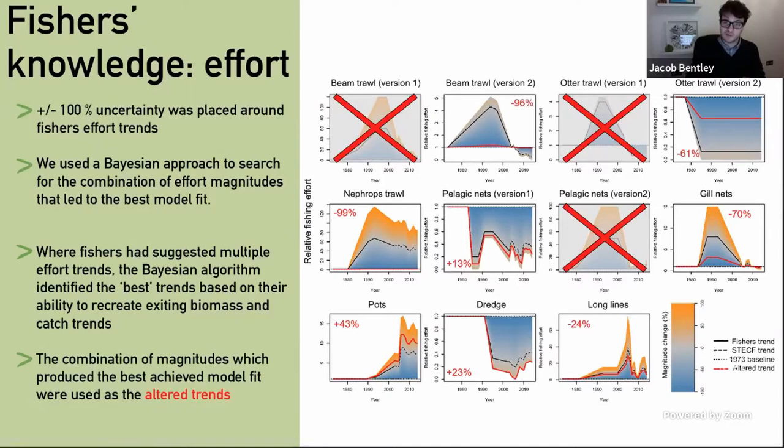So we found that when we fed the 10,000, I think in the end it ended up being 40,000 CSVs, through Multisim, it turned out that when you decrease the magnitude of, for example, beam trawl by 96%, we were able to fit better the biomass and catch trends of different stocks.